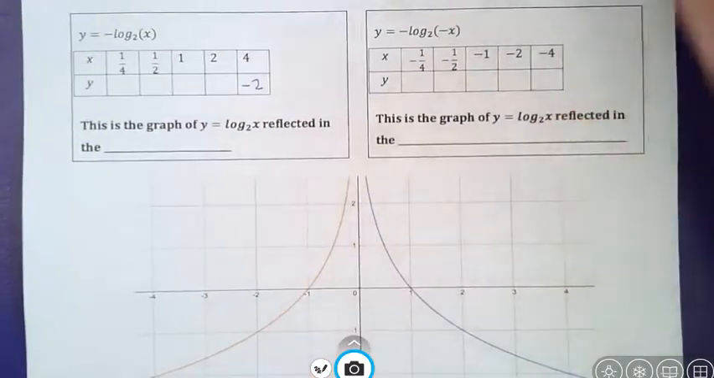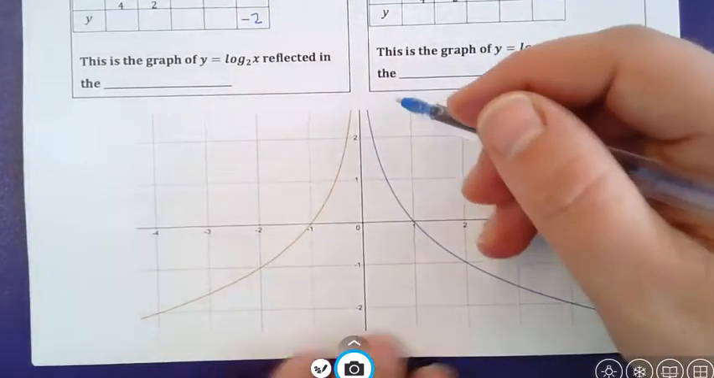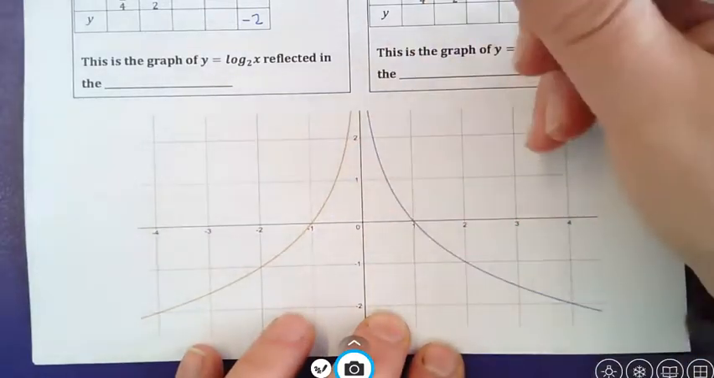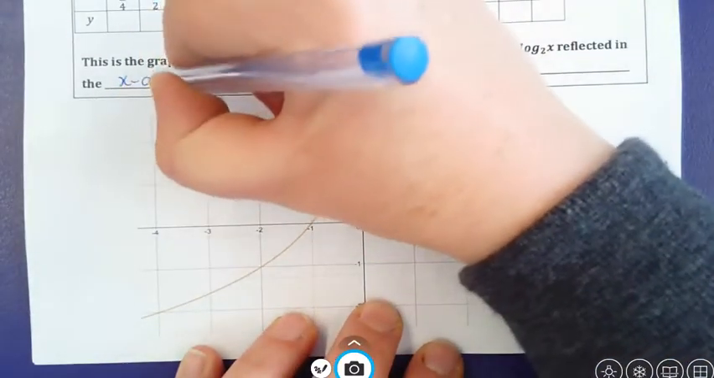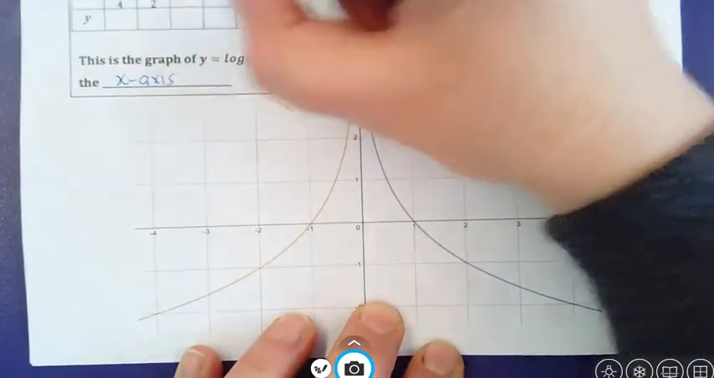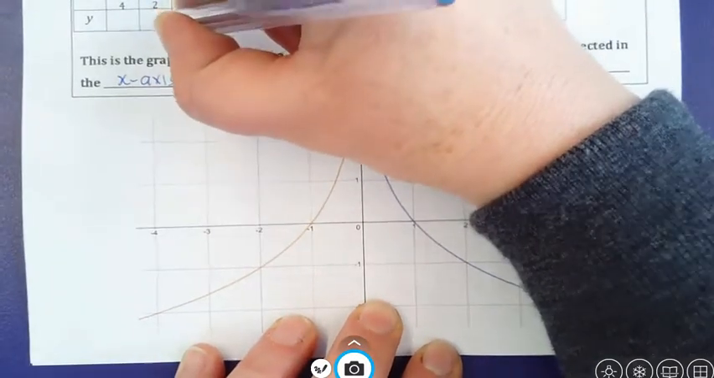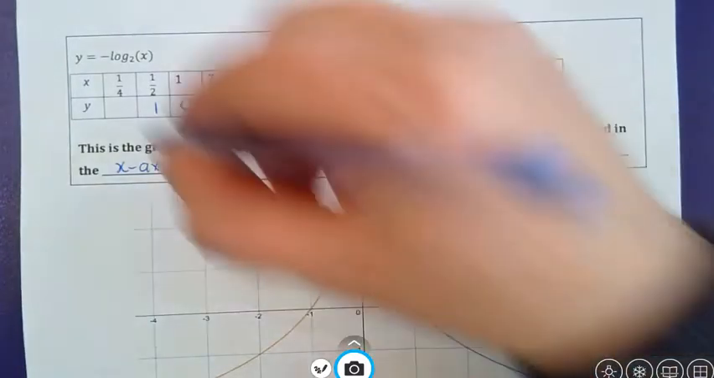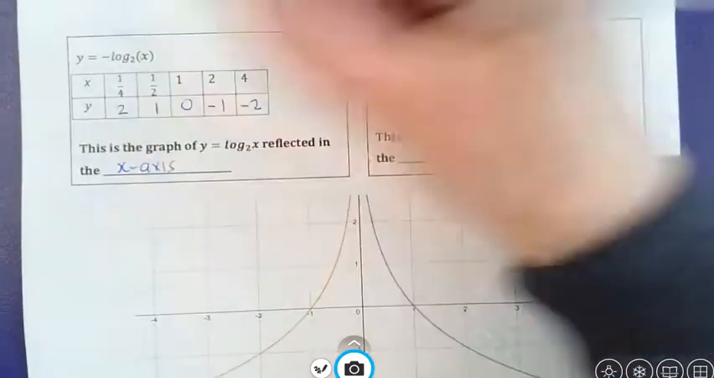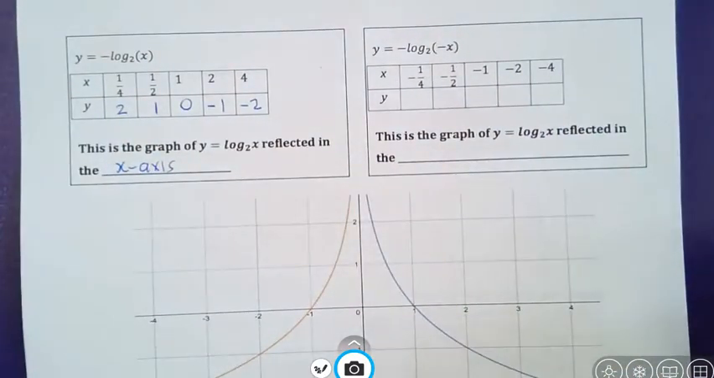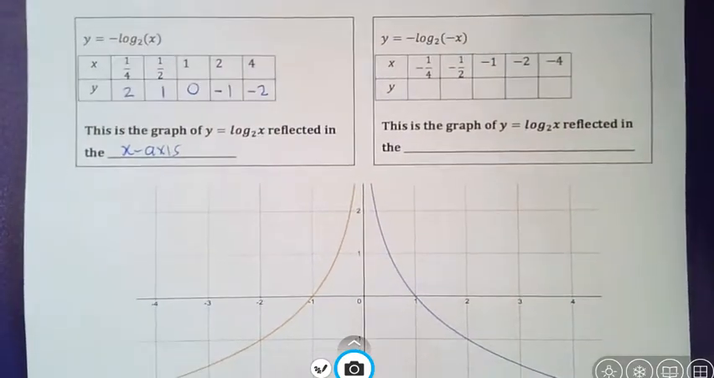All right, so it's just been reflected in which axis? So just be very careful. It is reflected in the x-axis. So here you've got negative 2. Here you've got negative 1, 0. Instead of negative 1, we've got positive 1, sorry. And instead of getting negative 2 here, we've got positive 2. So which graph is it, the orange or the purple?